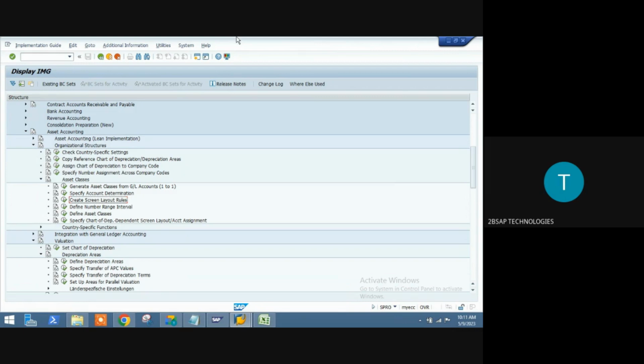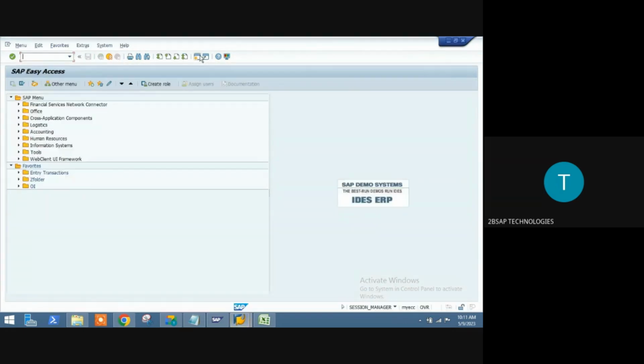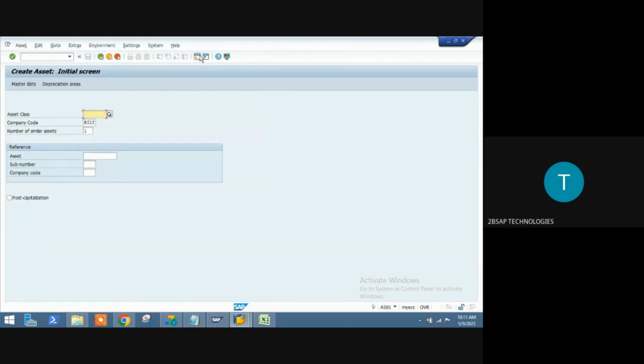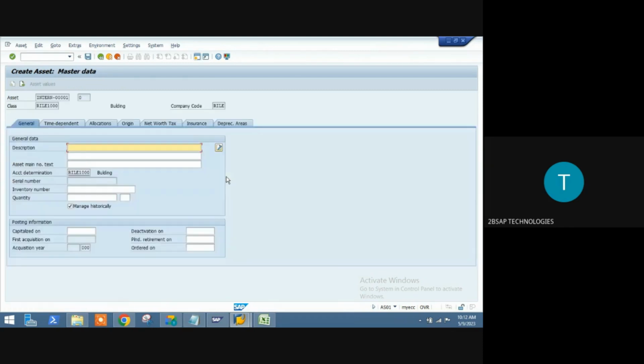Okay, let's see simple examples. I will create one asset, then we will go to the config side. Yes, 01. This is master data I am creating. To create your master data, what is required? Your asset class is required. Your asset class is your configuration. Then company code. Okay, so here you observe.